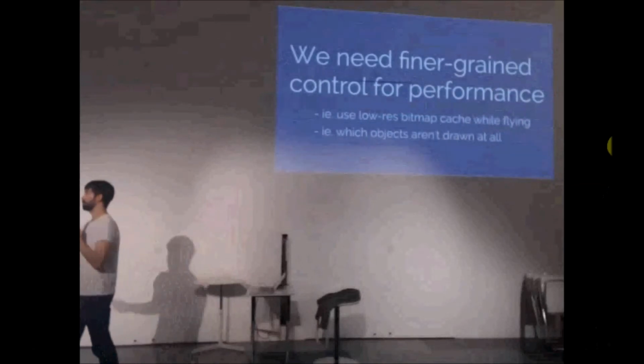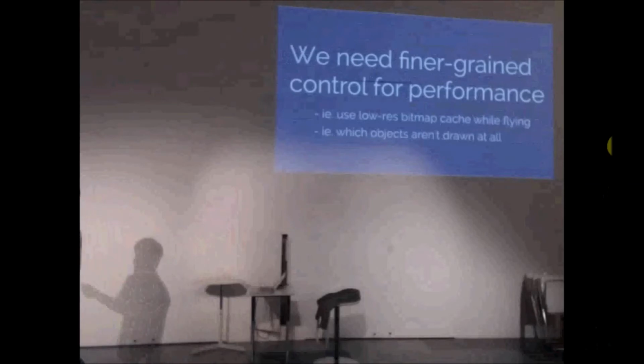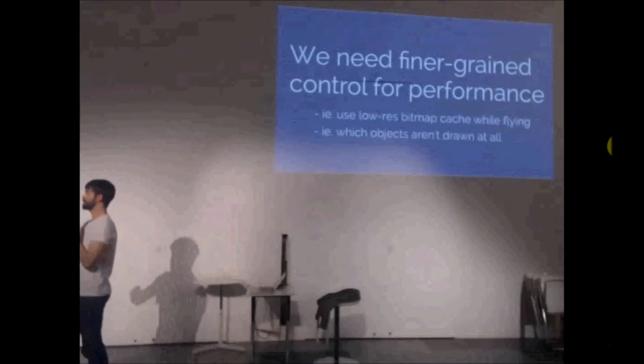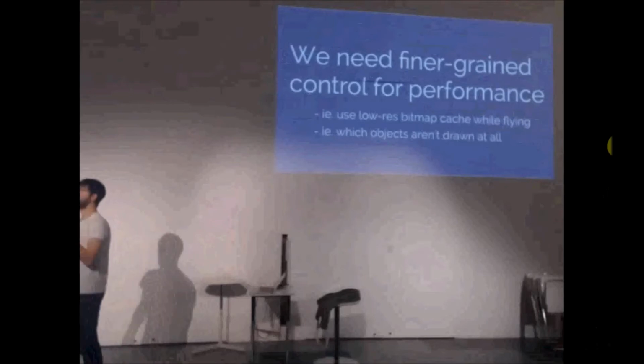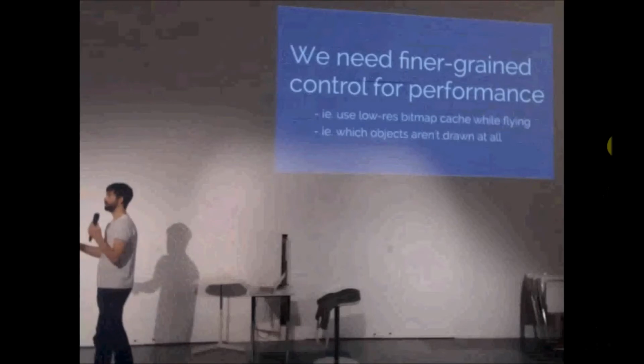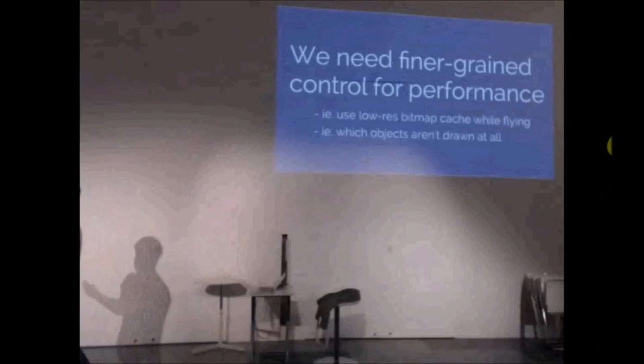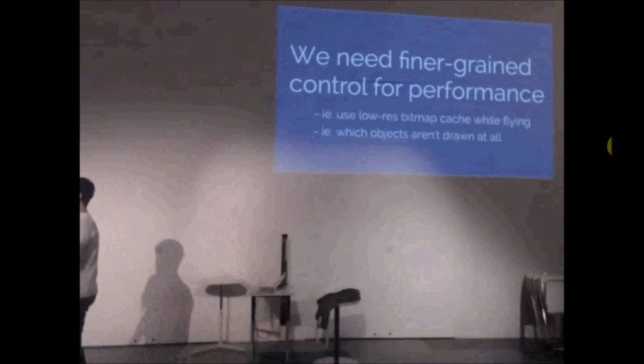So, one thing we can do with our rendering engine is that when the presentation is flying, we can replace all the objects with lower resolution versions of themselves, and then when we arrive, we replace them with the high resolution ones. And the ones that are off screen, we don't have to draw them at all. And if we wanted to do that in HTML, then we would have to remove all those children and then put them all back. And it's a lot of work to change between the states.